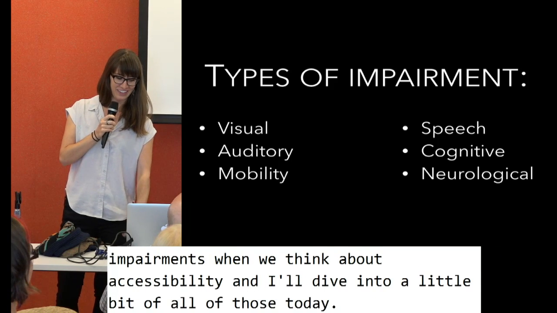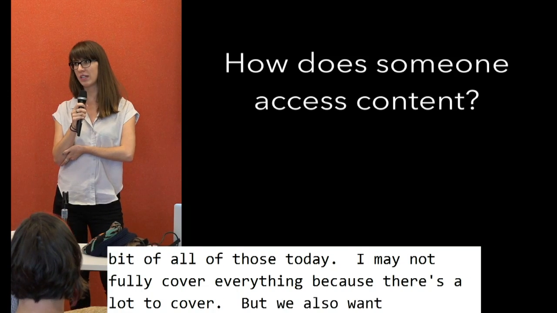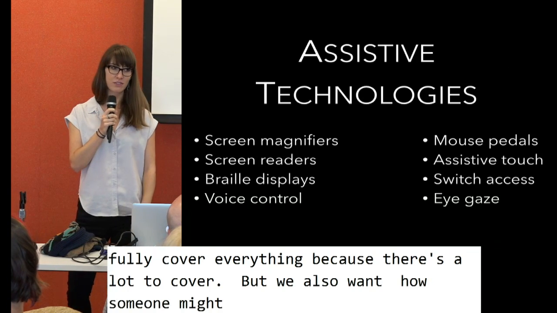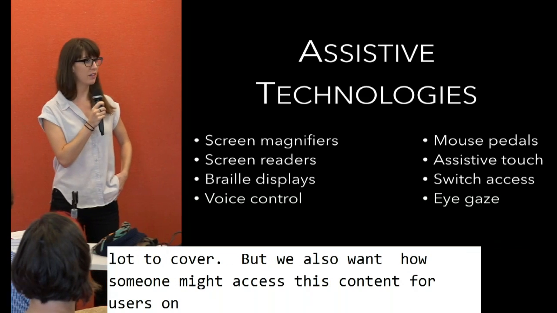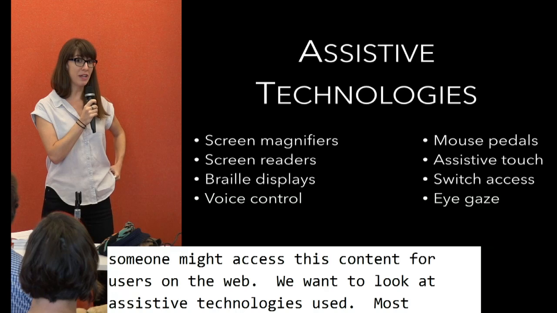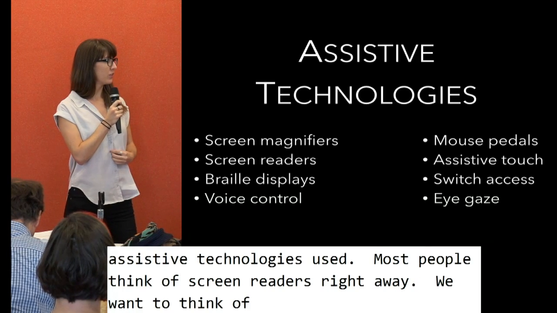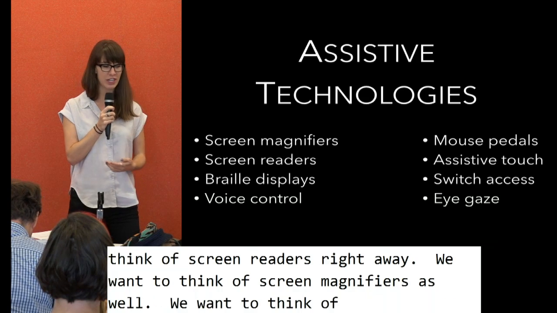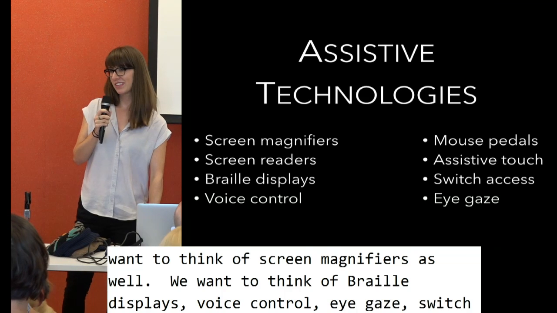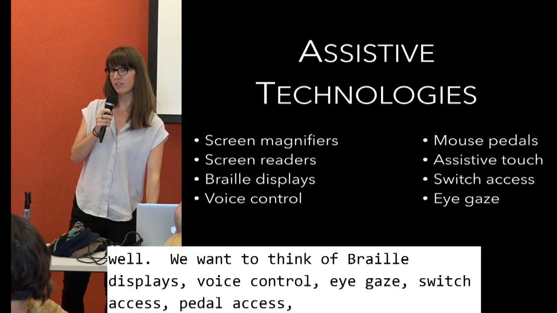But we also want to think of how someone might access the content that we have provided for our users on the web. We want to look at the assistive technologies used. Most people think of screen readers right away, but we want to think of screen magnifiers as well, and braille displays, voice control, eye gaze, switch access, pedal access, and things like assistive touch. There are plenty more, but those are some of the general ideas we want to cover.